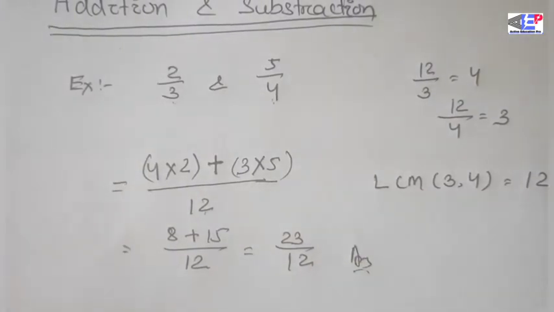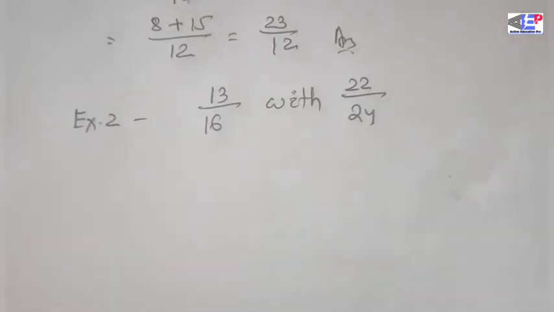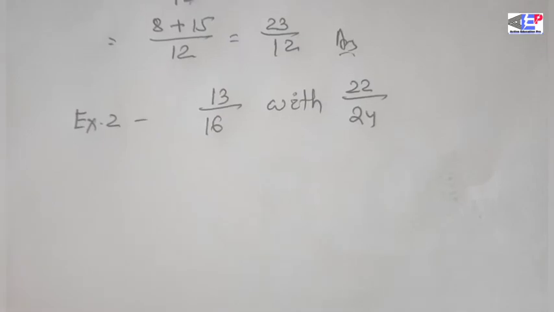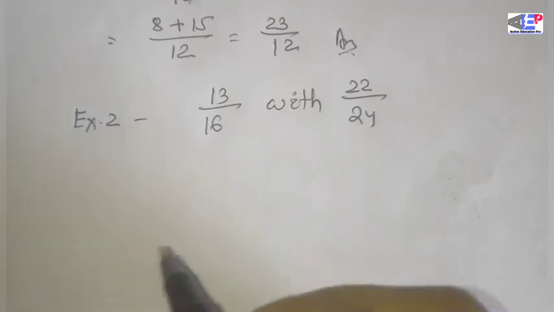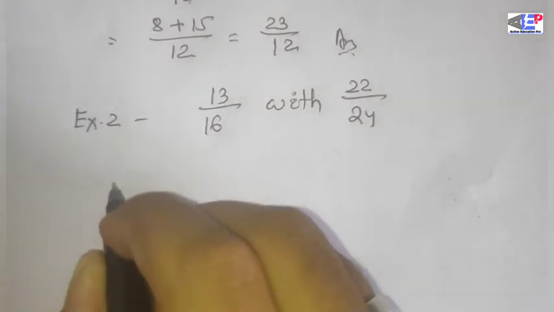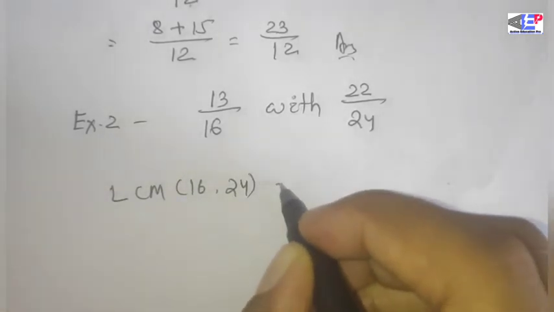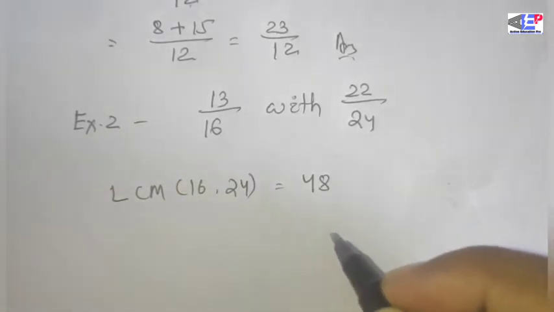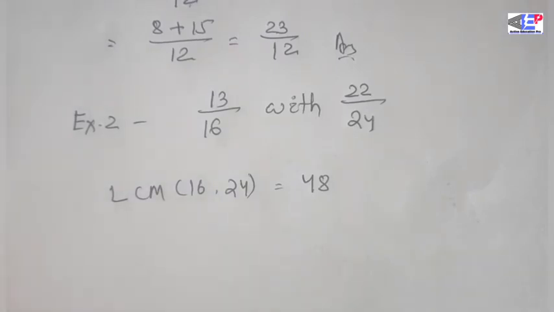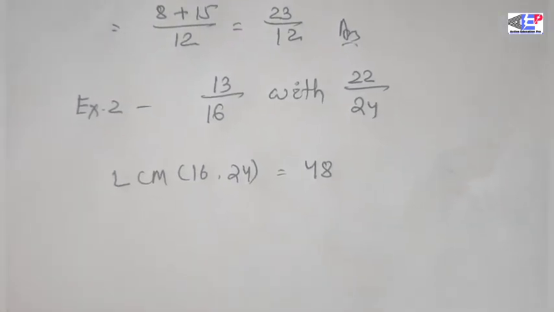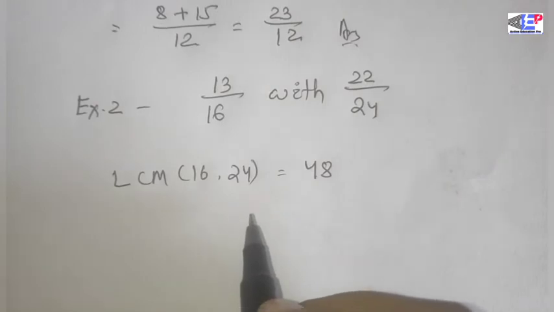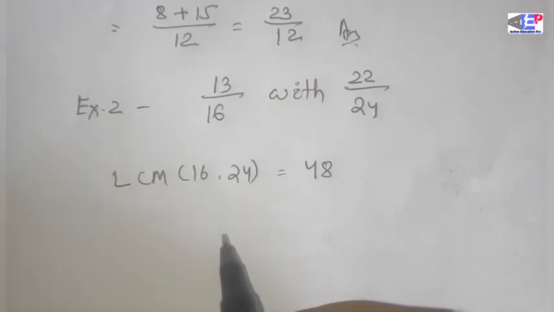Okay. So let's take another example for better understanding. This is another example. Add 13 by 16 with 22 by 24. Here it is the same case, different denominators. So first take the LCM of 16 and 24. The LCM of 16 and 24 will be 48. You know very well how to derive the LCM. And here the LCM of 16 and 24 is 48.